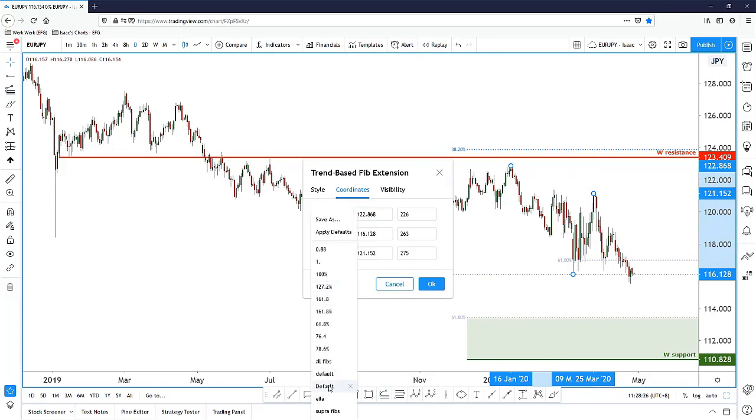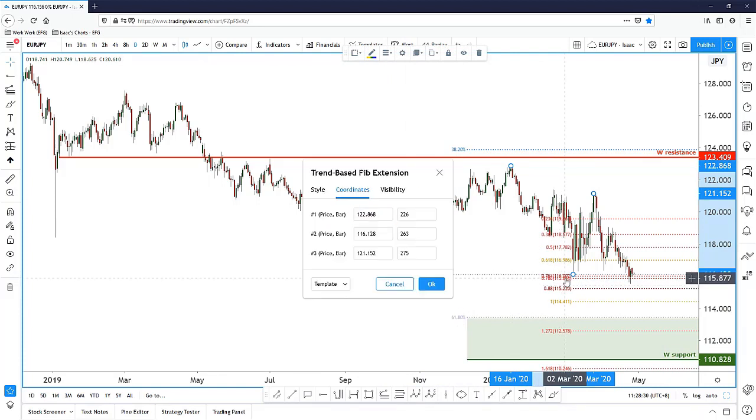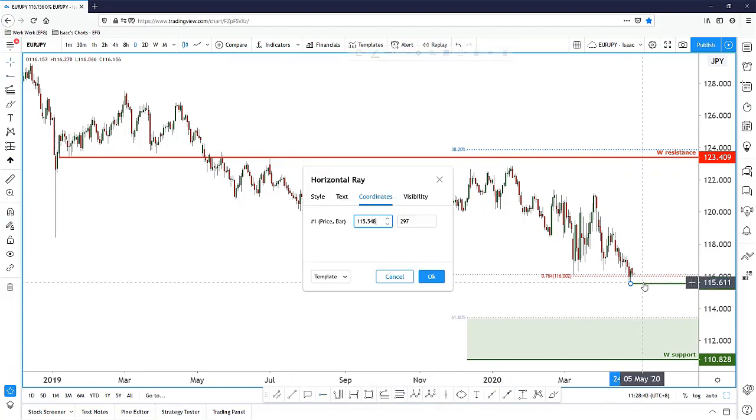It's quite close to the 61.8, but let's just open up all ratios and we see that this 61.8 actually falls in line with the 76.4. Right, so there's a graphical support level and there are also two confluences with Fibonacci ratios. So let's just put that level in. I will choose the spike here and call it the daily support.